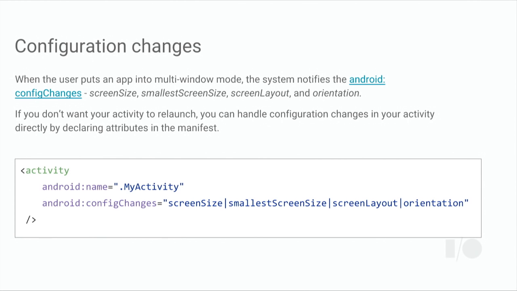It's also important to note that the configuration change I'm referring to here only applies to the activity on screen and not the overall device configuration. So the device can be in landscape mode while your activity in multi-window mode can be in portrait mode.